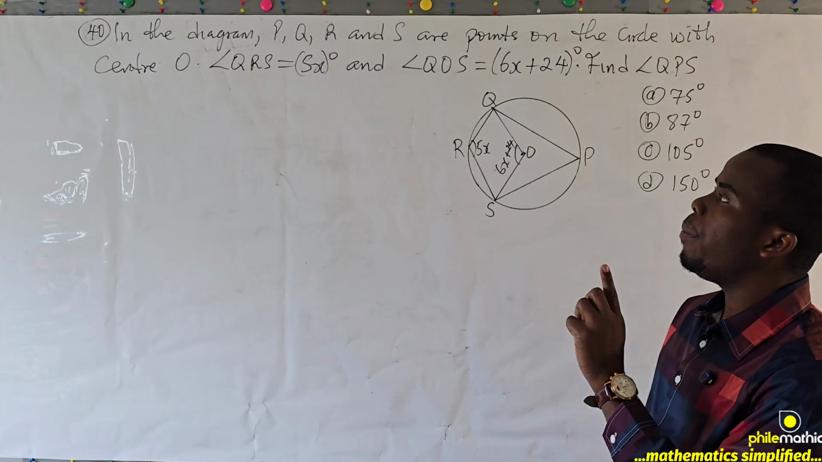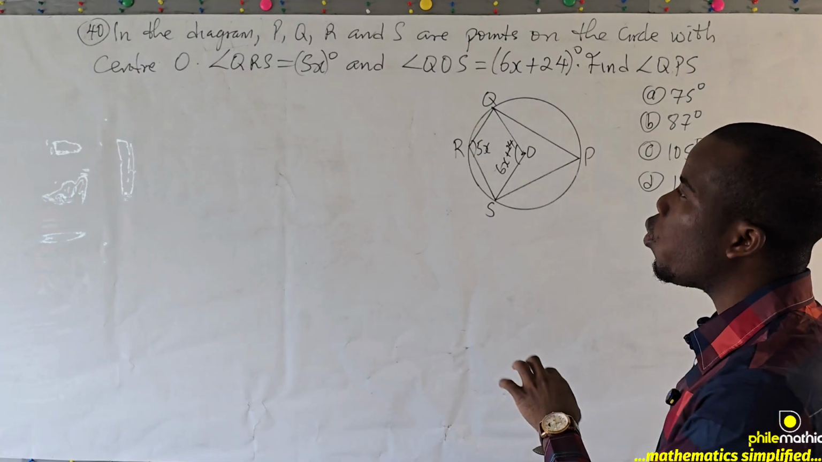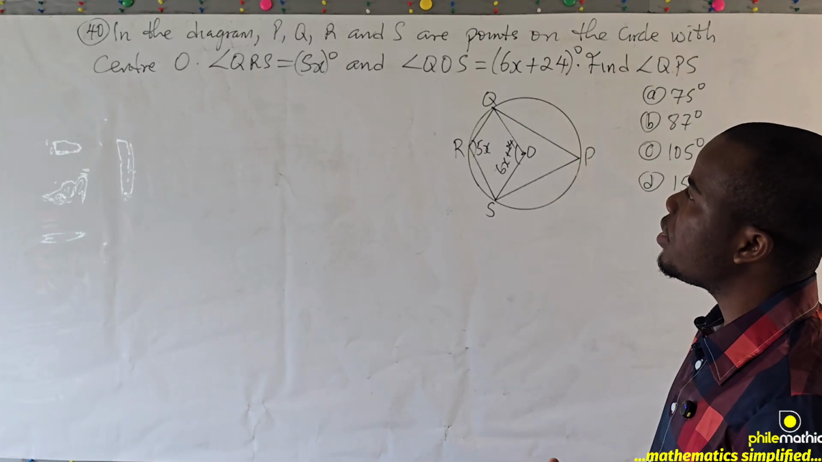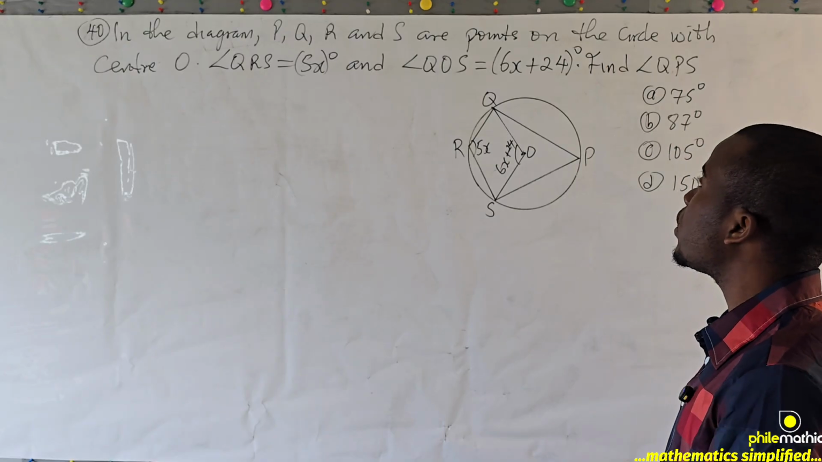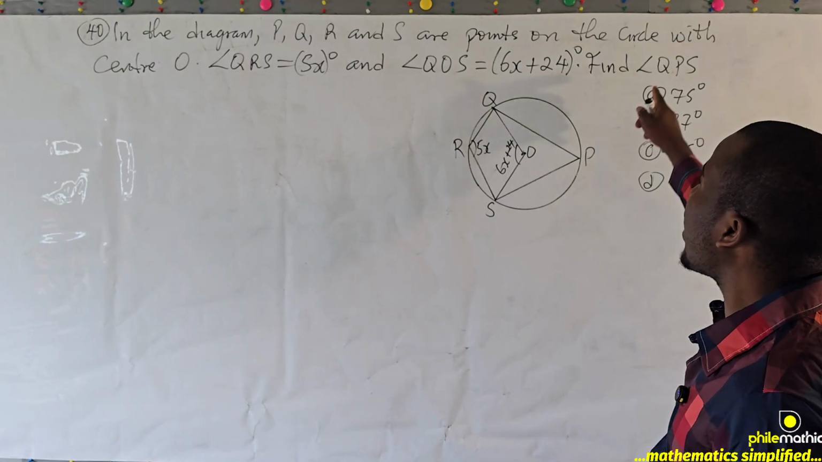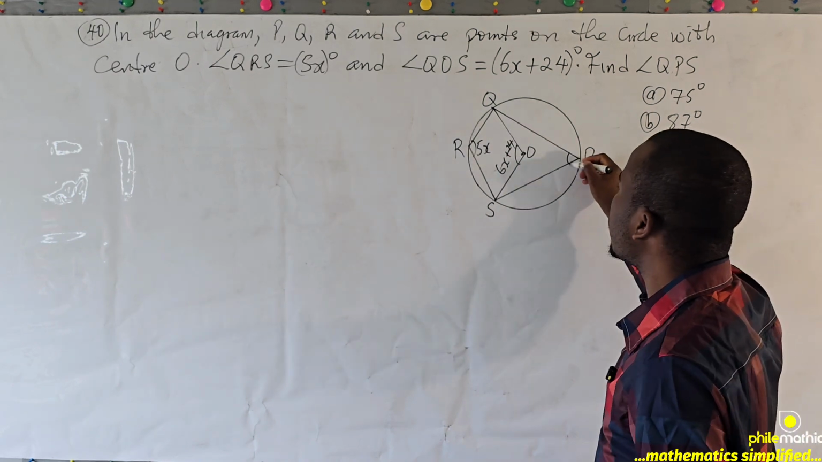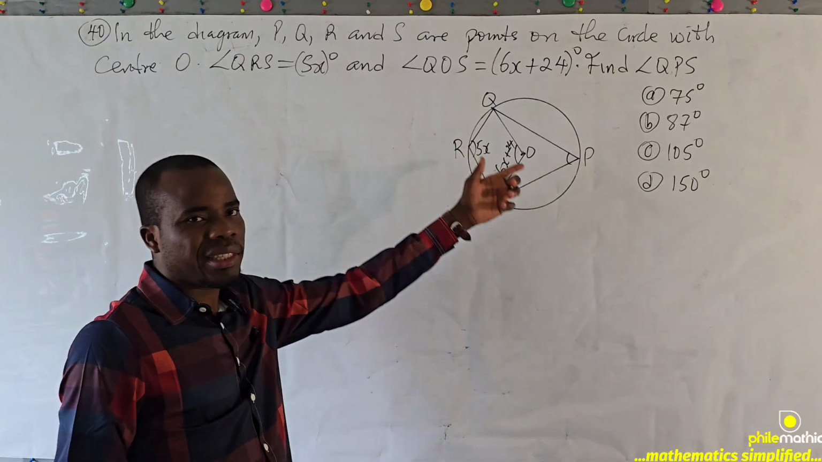In the diagram, P, Q, R, and X are points on the circle with center O. Angle QRS is 5x degrees and angle QOX is 6x plus 24 degrees. Find angle QPS. This angle. The first thing you want to do is to find what x is.